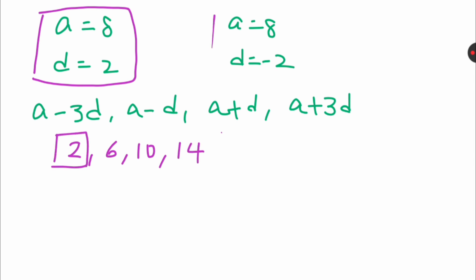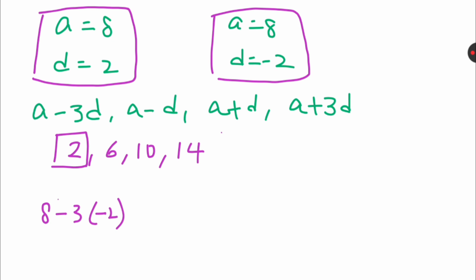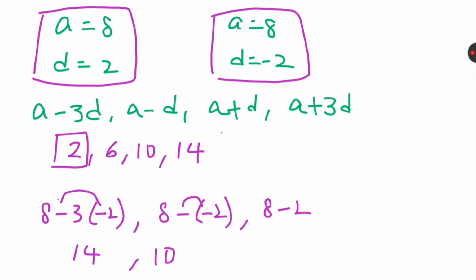Now check the second case, a equal to 8 and d as minus 2. 8 minus 3 times minus 2. So minus into minus is plus, 8 plus 6, 14. Next a minus d, so 8 minus minus 2. Here minus into minus is plus, 8 plus 2 which is 10. Next 8 minus 2 which is 6. Then the last, 8 plus 3 times minus 2. So this is 8 minus 6, that is 2. Among these 14, 10, 6, 2, 2 is the smallest number.